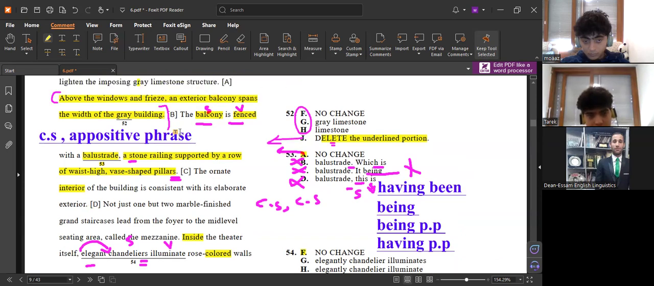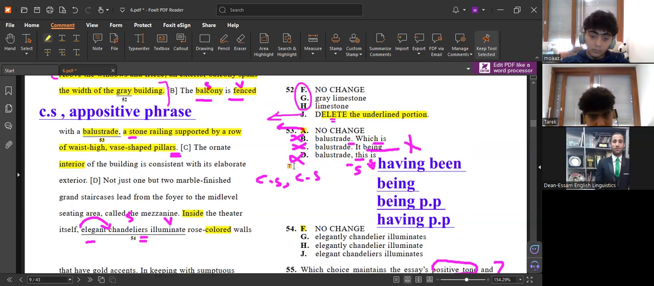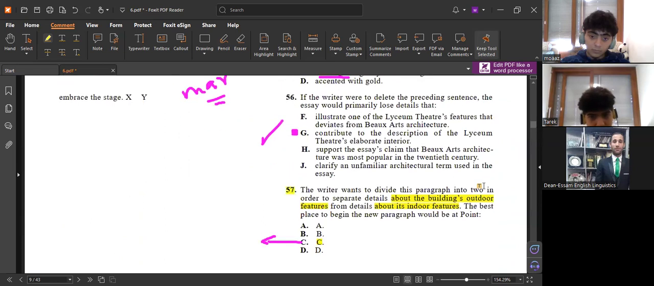Wait, how about B? Sentence B is still talking about the outdoors, because I said balcony, and the balcony is outside the building, not inside. Look, vase-shaped pillars: is it inside or outside? It's outside, as I said, the balcony is fenced. So the last sentence of the previous paragraph that talks about this point is in letter B. So we should start with letter C for the new main topic of the new paragraph. So it's letter C.